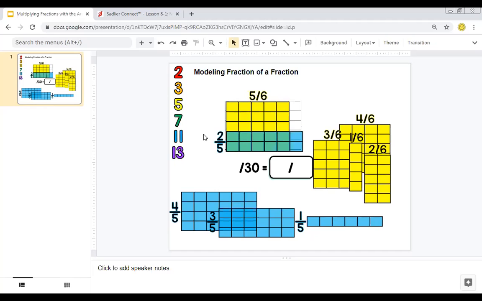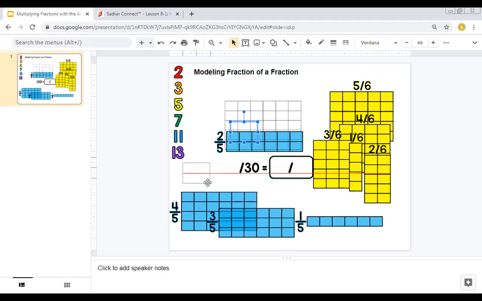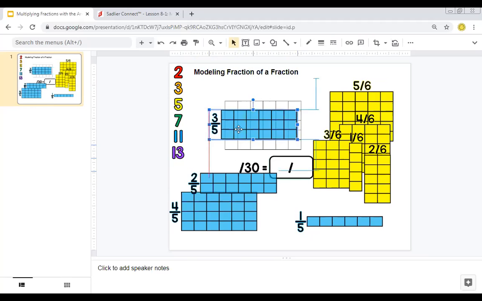10 out of 30. So 10 out of 30 would be the answer to 5/6 times 2/5 would be 10/30ths, which we know we could reduce to 1/3. But okay, let me get a couple more fractions in here.